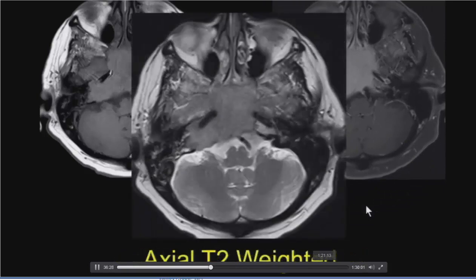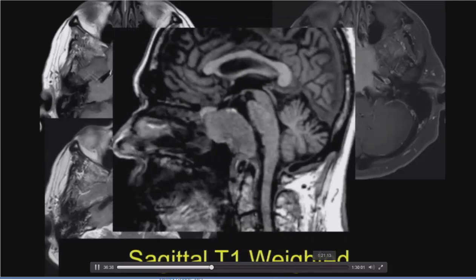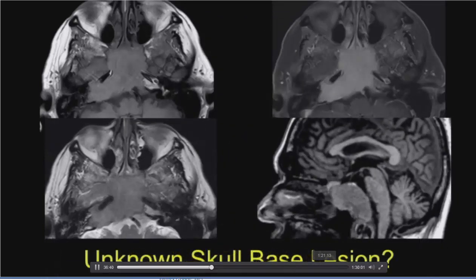We did a T2. Well, it's kind of dark on T2, and we can roughly use T2 as a marker of tumor cellularity. So hypercellular things are dark on there. And here's a sagittal T1. So we had this study as an unknown skull base lesion.